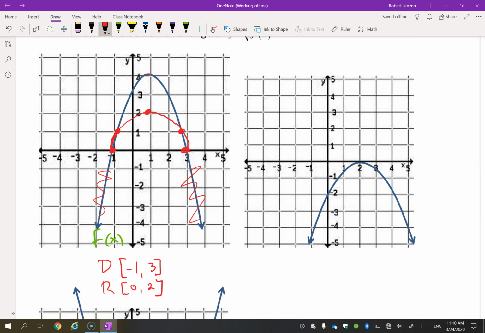Okay, that graph's a little bit ugly. I feel like it shouldn't be quite so crooked. Let's try to clean it up a little bit. So, maybe a little bit better.